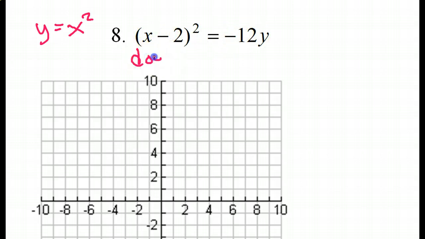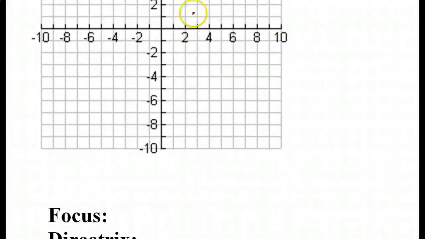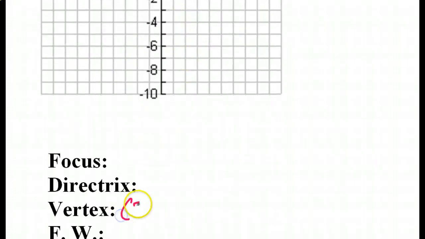Now, I need the vertex. It'll be the opposite of this and then the opposite of this. Remember, this plain y is like having y plus 0. So this will be a 0. So it'll be positive 2, comma 0. So that's my vertex, 2, comma 0. Let's go ahead and graph that. 2, comma 0 is right here.